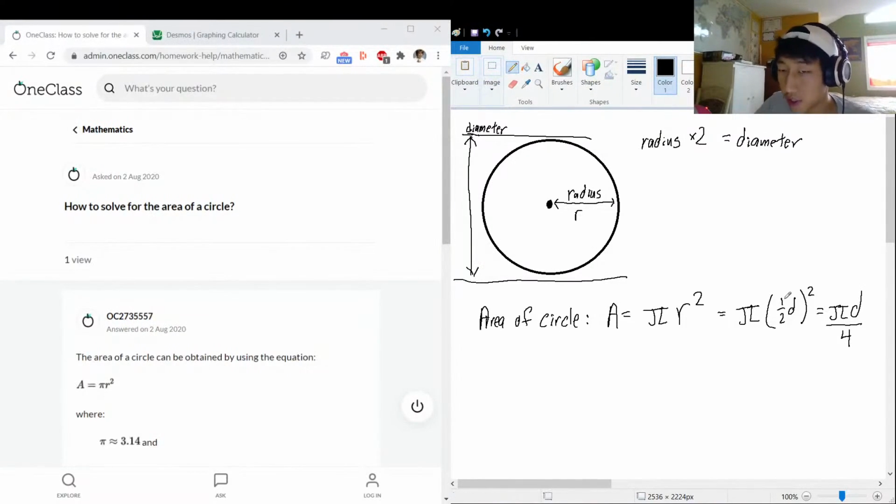Okay, so these are different ways that you can solve. You're going to want to use this one, or you can just do radius. Oh, that should be diameter squared. My bad. Diameter squared divided by 4 times pi, or you can just do pi times r squared.